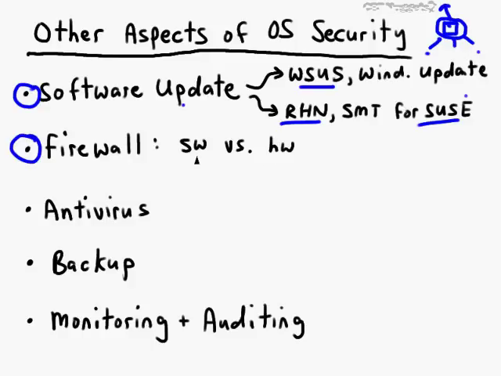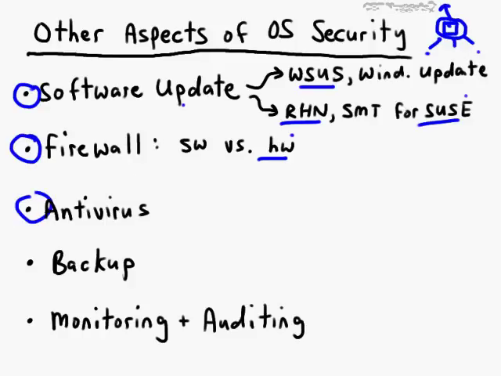We have the question of software versus hardware firewalls. I'm sure you know this. Hardware firewall is going to give us much better performance than software. There's the counterbalance. Do you run both? Again, in an enterprise environment, probably not. But again, this is another aspect of operating system security that we need to be aware of.